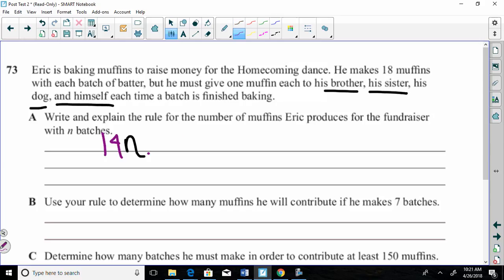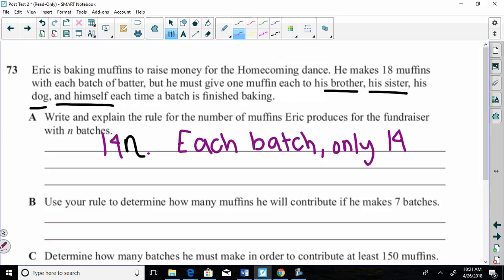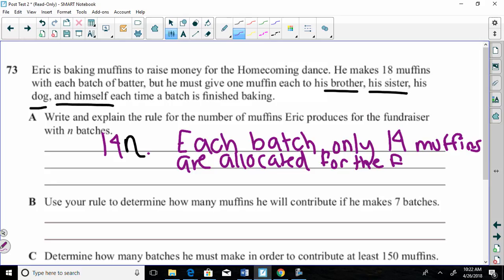No, because each batch, only 14 muffins are allocated for the fundraiser. And so make sure you just pay attention when it says rule, just like if it's just one of the rules is right. But as soon as you see that explain, make sure you explain. And you don't have to go overboard either. I know you guys just took an English milestone. You don't need to go that far over.